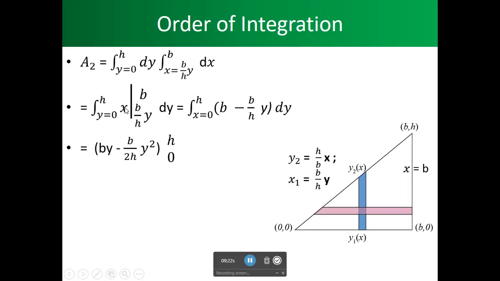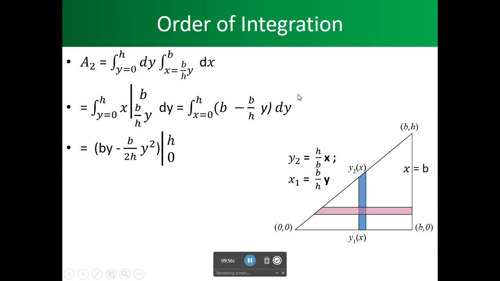And then we have to look at x as it relates to b and x, okay? So we have bhy is our lower limit, and b is our high limit, upper limit, as we would call. So we plug in b minus b divided by h times y.